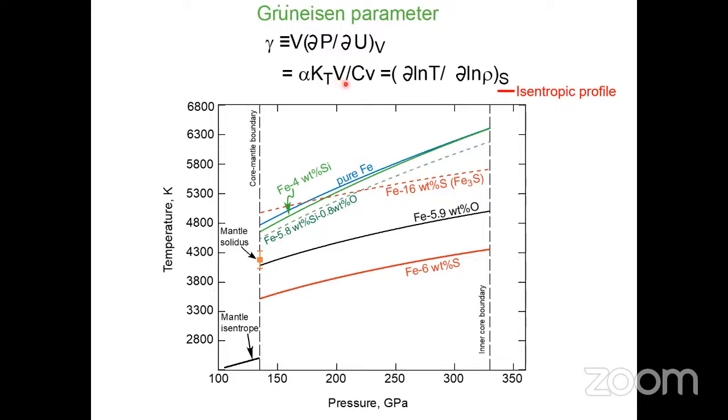The conventional discussion is that when people constrain something new, like a new melting point or new equation of state, and then discuss the outer core properties, they use the Gruneisen parameter for pure iron published by someone. But that's not the right thing to do, because the Gruneisen parameter strongly depends on the chemical composition.